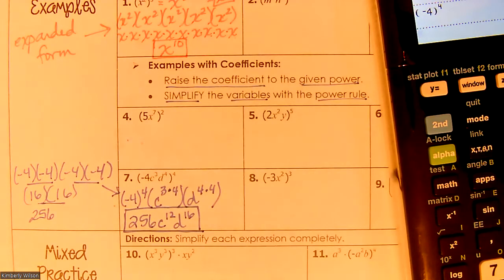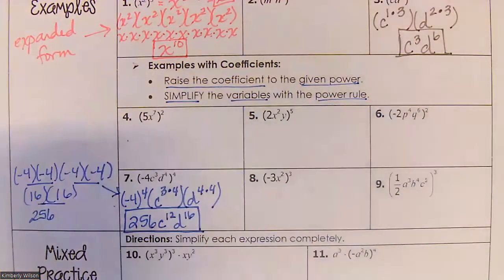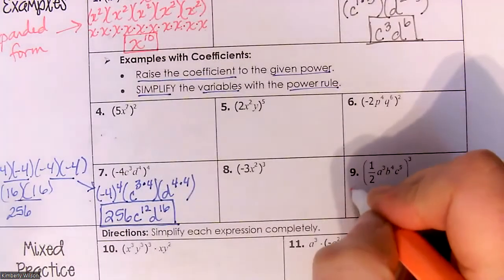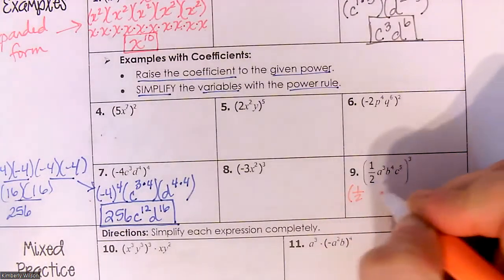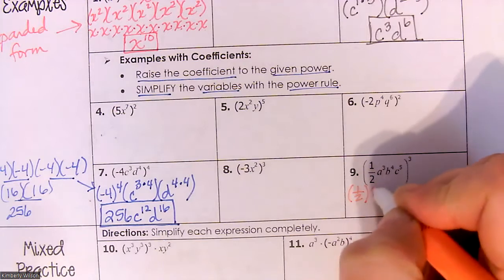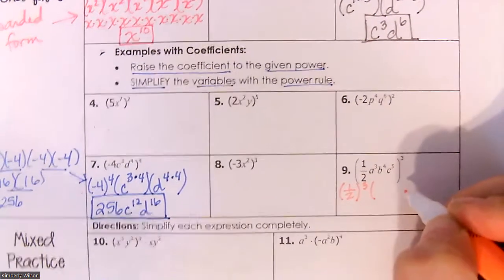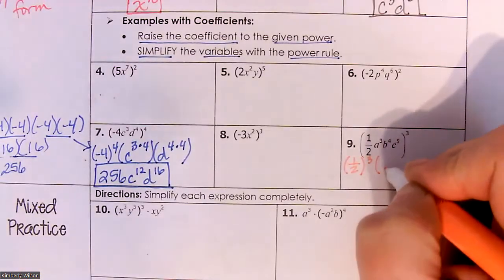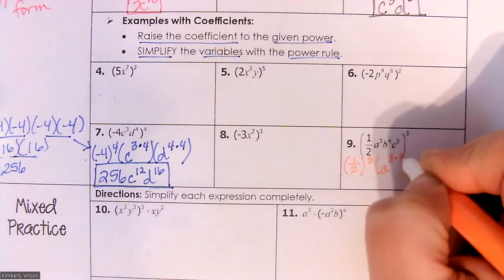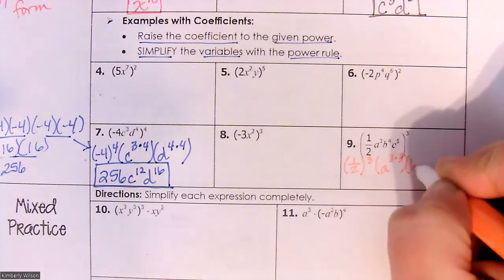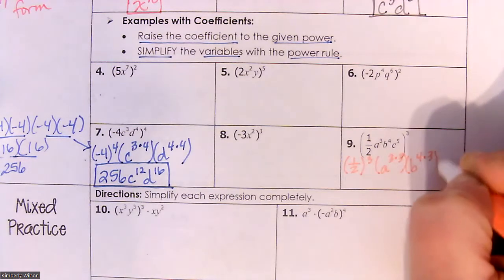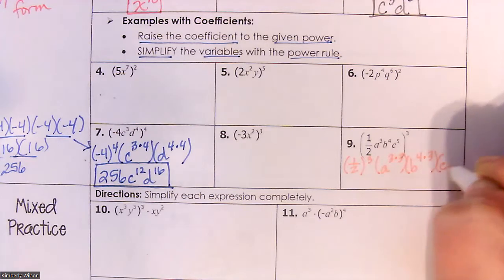Okay, here we go. We're just going to blow and go through some examples here, okay? All right, we're working number 9, 1/2 raised to the 3rd. Then we have a to the 3 times 3, b to the 4 times 3, c to the 5 times 3.